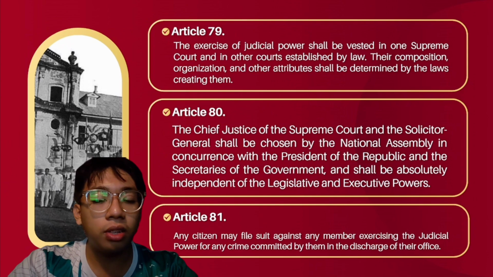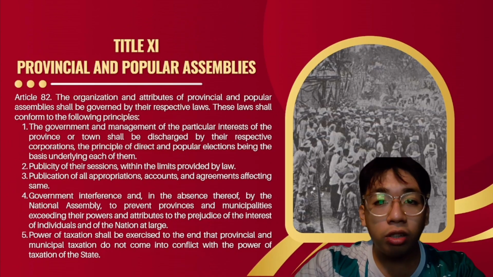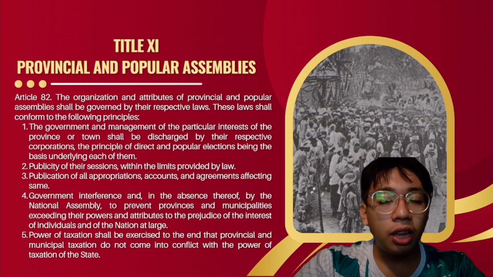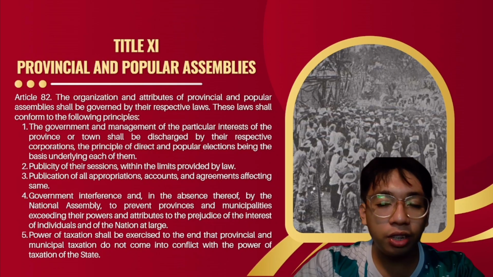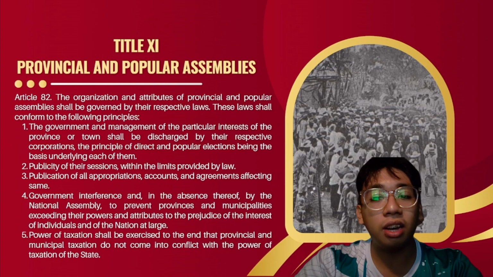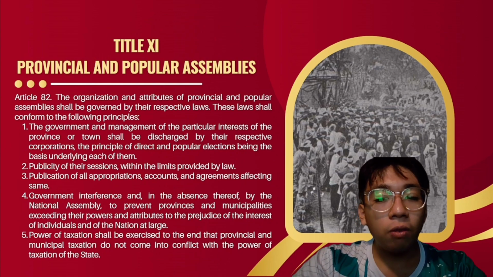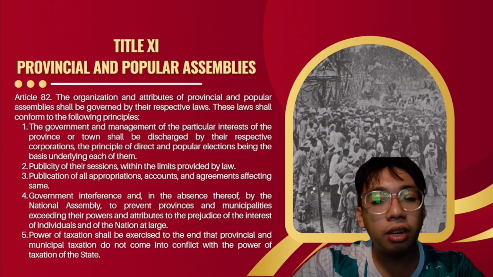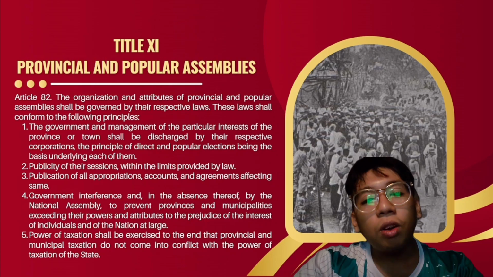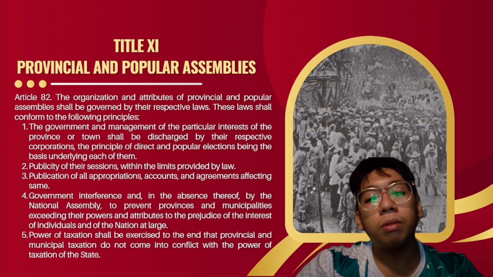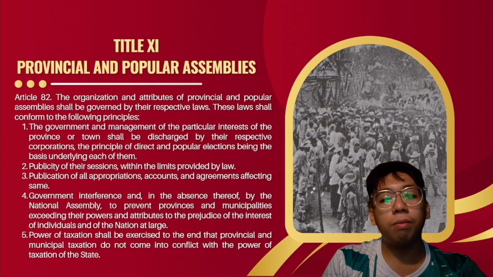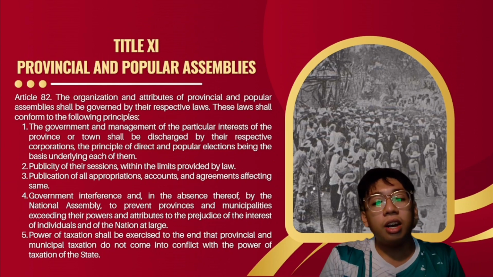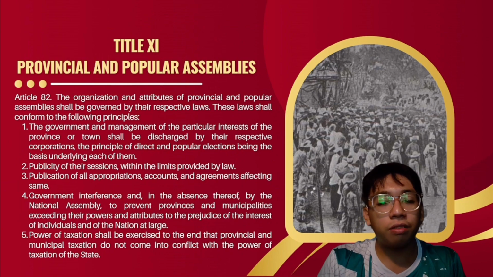Title 11, also known as the Provincial and the Popular Assemblies, under its Article 82, defines the organization and functions of provincial and popular assemblies, which serve as the legislative bodies at the provincial level. It outlines their powers, the process of electing members, and their role in enacting local laws. Title 11 covers their organization and the jurisdiction of provincial and popular assemblies, their legislative powers, and the election process for members.